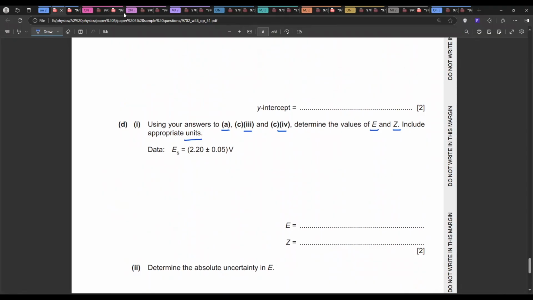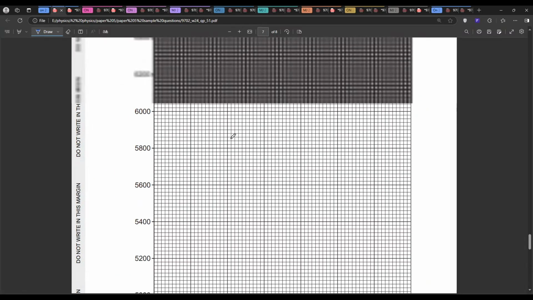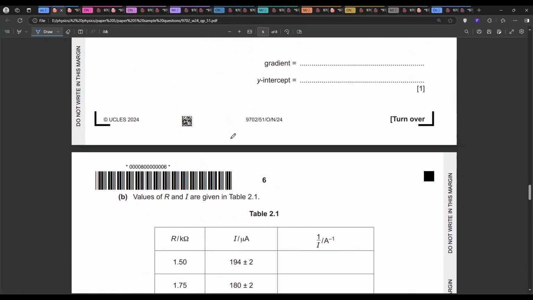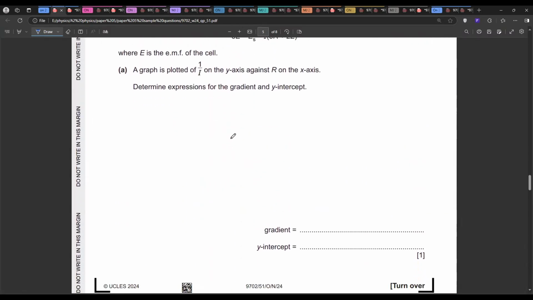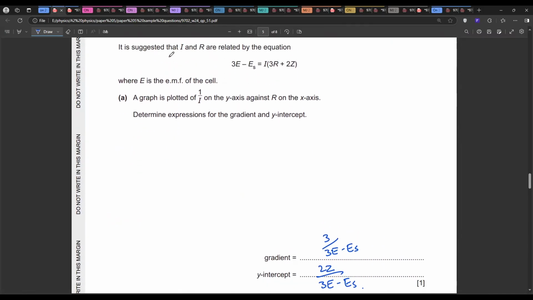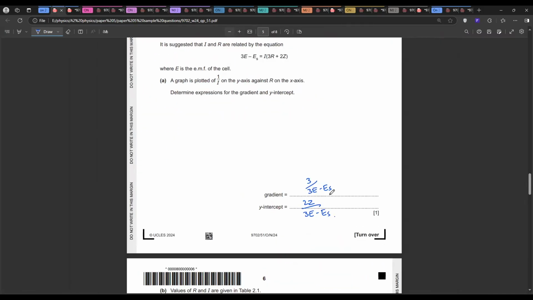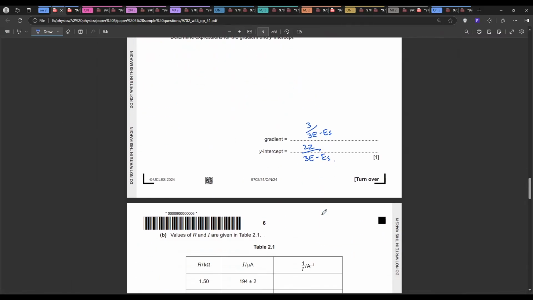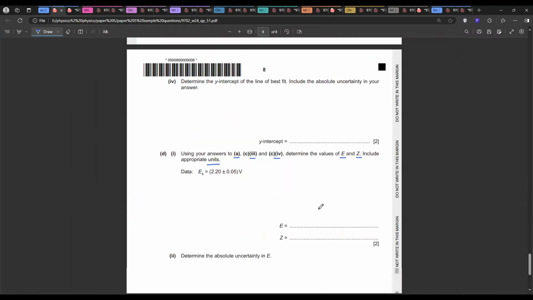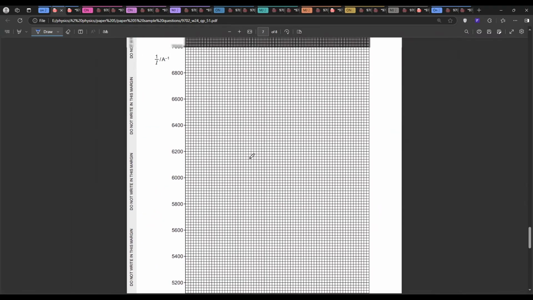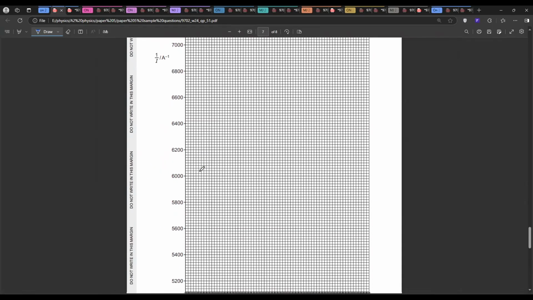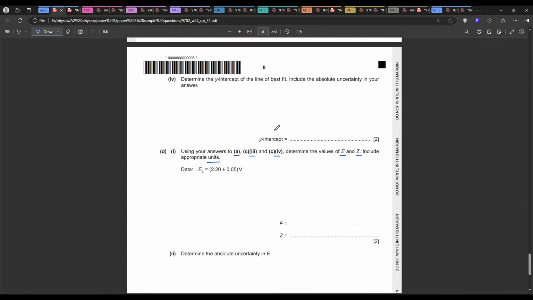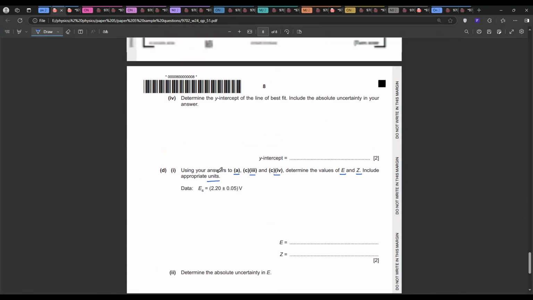Perfect. So if you analyze what was part A? In part A, we determined the gradient and the y-intercept. At the start of the video, we rearranged this equation and calculated that the gradient came out to be this, the y-intercept was this. In C3, we calculated the gradient, and in C4, we calculated the y-intercept. We have to calculate the value of E and Z, including the appropriate units.